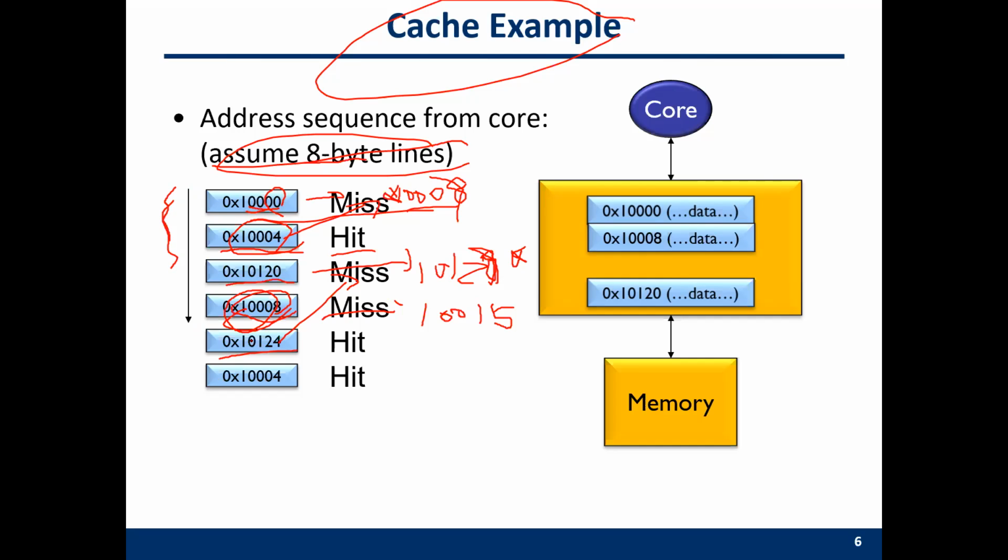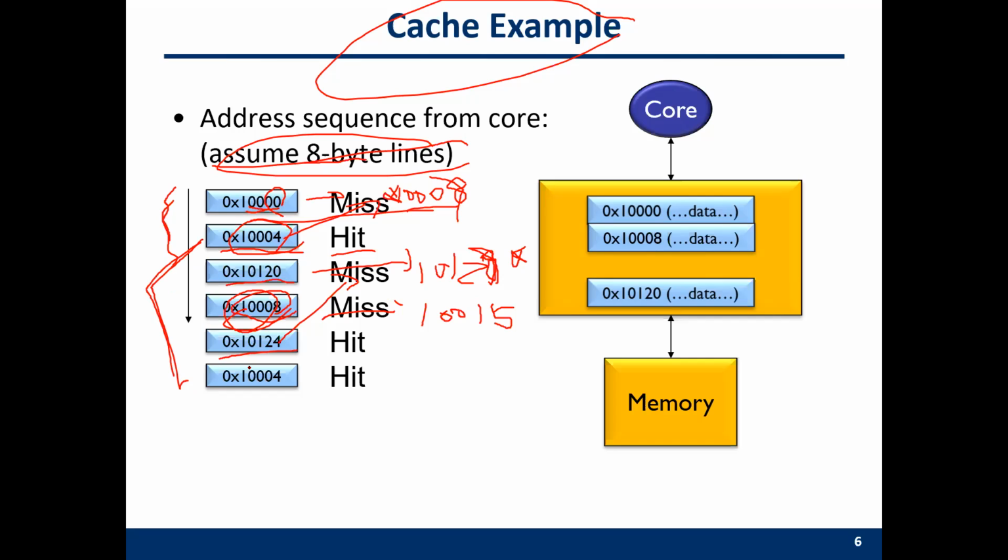And sometimes we access the same address. These two are the same address. This is the so-called temporal locality. In a short time, we access the same address. This is temporal locality. And when the absolute value of the address difference is small, this is the spatial locality.